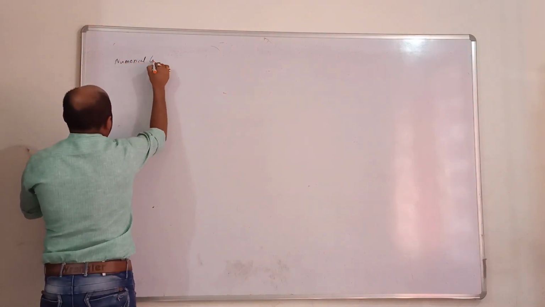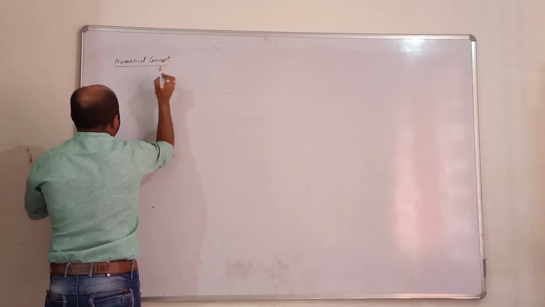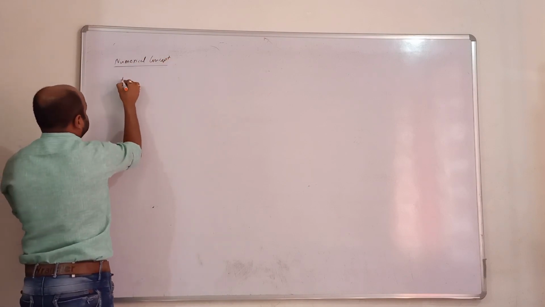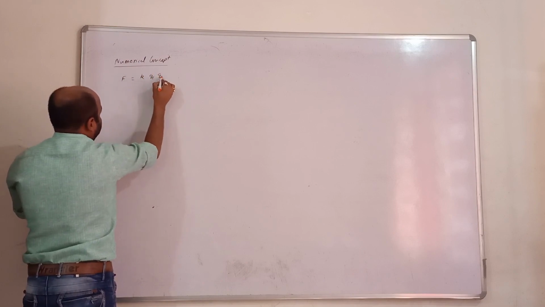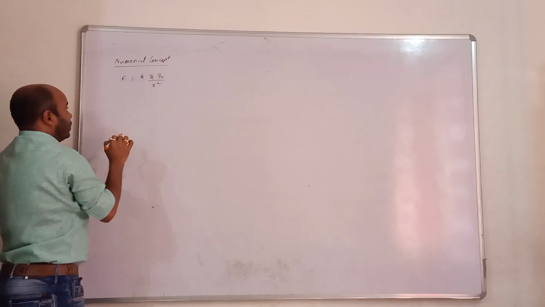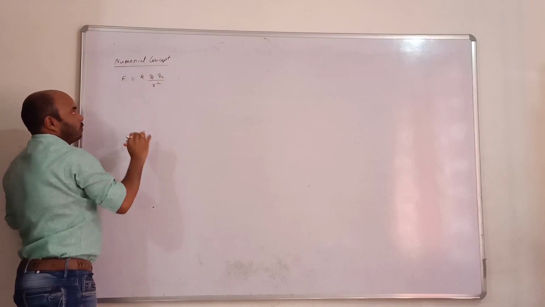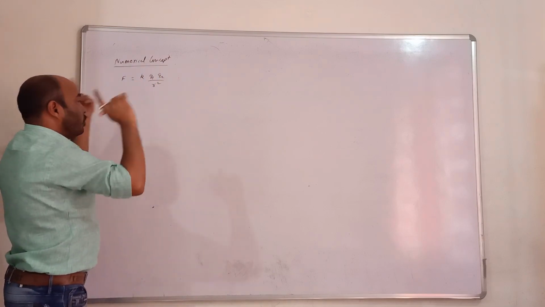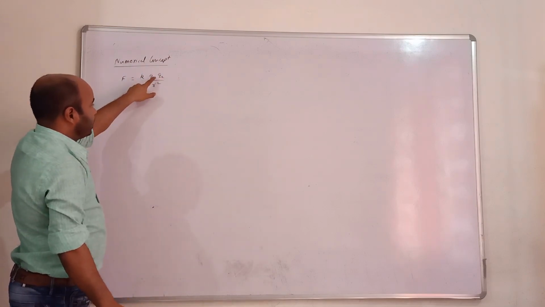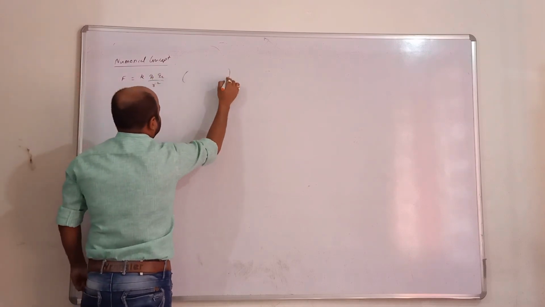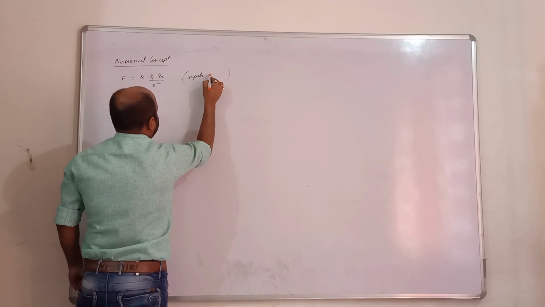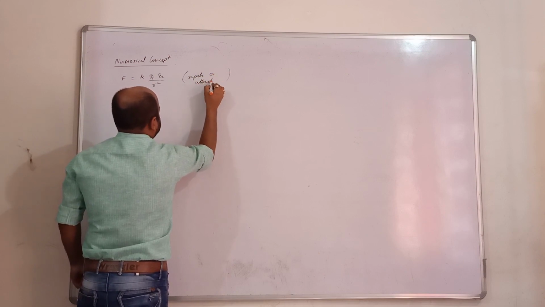Now, numerical concept. In numericals, what will we do? We will simply use F equals K Q1 Q2 by R square. We will not use mod. But we have to remember that we put only the charge values, not the sign. And then beside it we write the nature, whether it is repulsive or attractive.